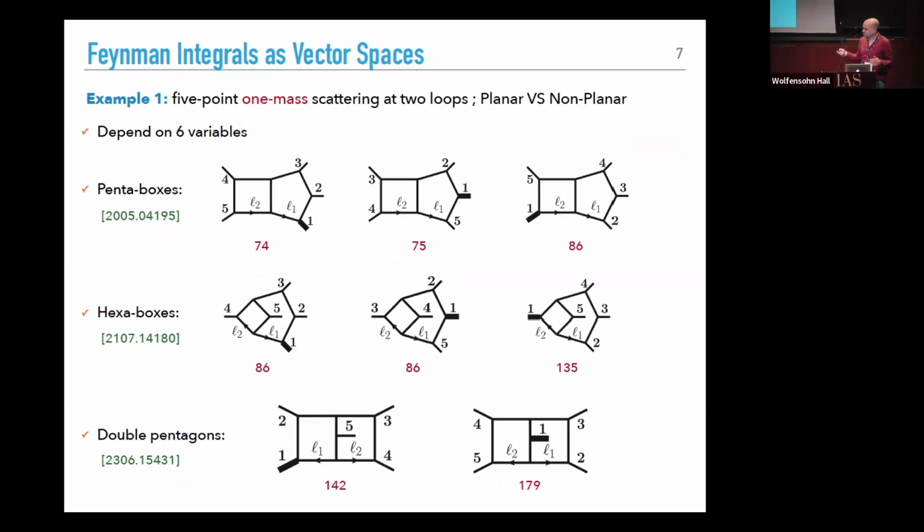Each picture here does not represent a single integral. Each picture here represents one of those families. So any integral that lives in this family is related by IBP relations. And the numbers in red here represent the dimension of this vector space. So you see that in the planar sector, what we call pentaboxes, doesn't matter why, you get up to 86 master integrals per family. Now, when you go non-planar, this number tends to become much larger. I don't know why it's like that, but it explains why, if you look at the timeline of the papers, it takes much longer to compute the non-planar sectors than the planar ones.